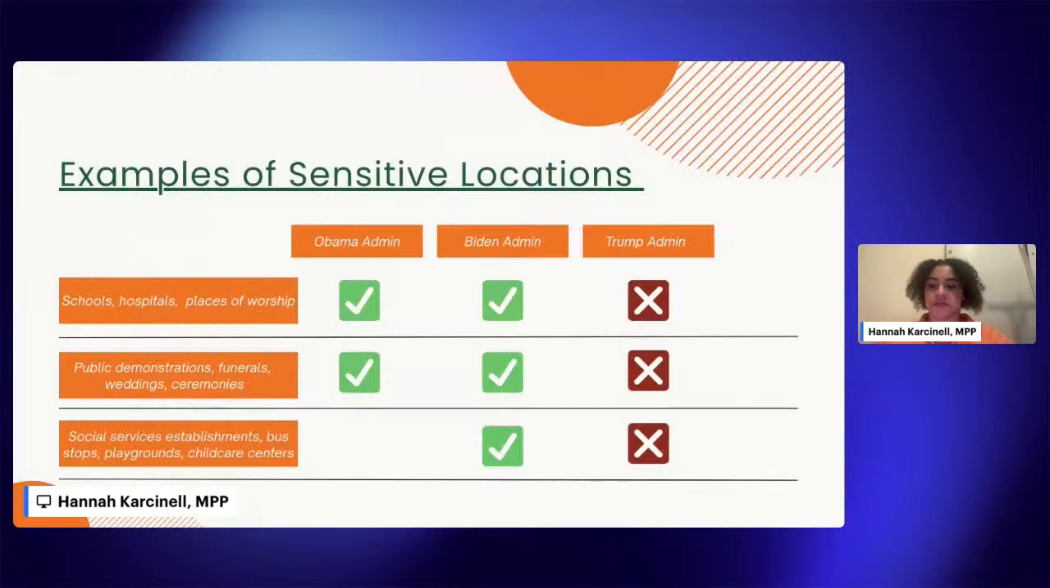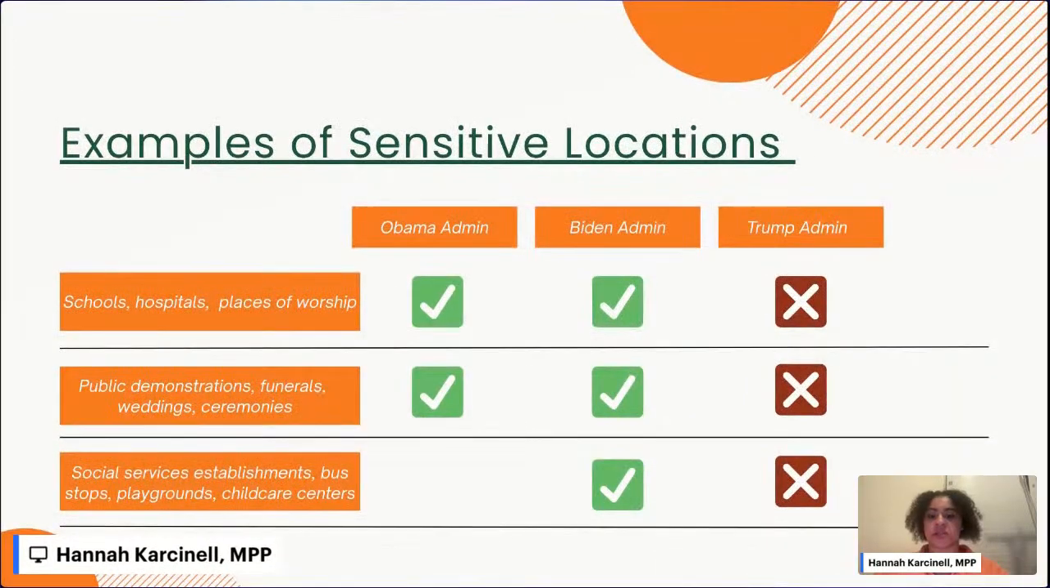So these are some examples of sensitive locations, and I also added which administration established them or continued to use them as sensitive locations. Schools, hospitals, places of worship, public demonstrations, funerals, weddings, and other ceremonies, social services establishments, bus stops, playgrounds, and care centers. For the first two, the Obama administration established them as sensitive locations. For all three, the Biden administration established the social services establishments, bus stops, playgrounds, and care centers, going off of the schools, hospitals, places of worship, public demonstrations, funerals, weddings, and ceremonies that the Obama administration added. And then the Trump administration has removed all of the above as sensitive locations.